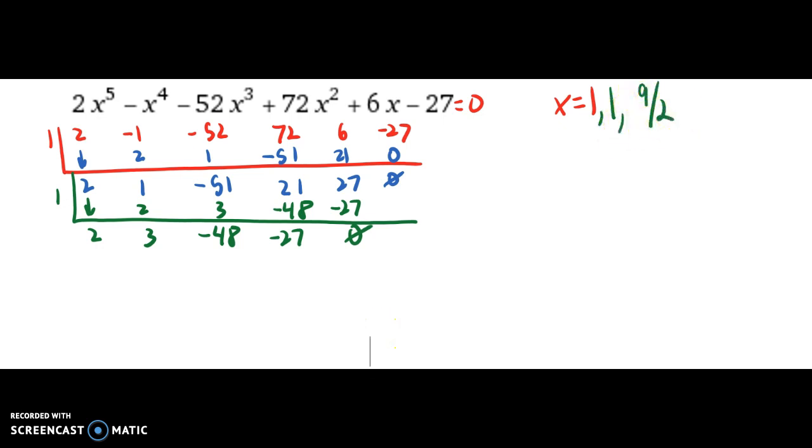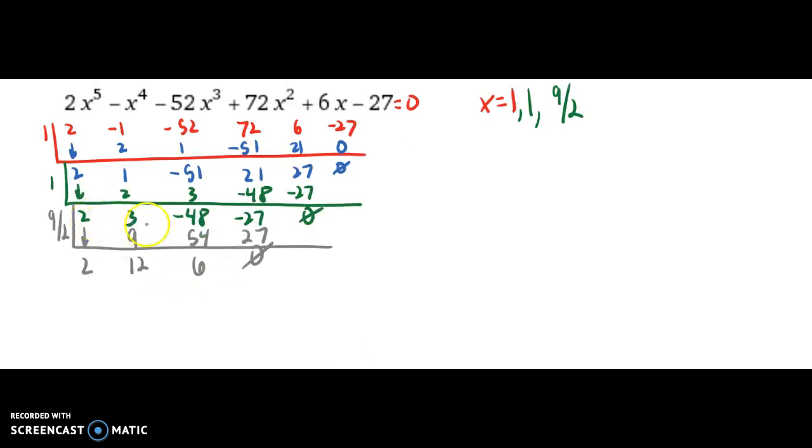And since it originally was x to the 5th, x to the 4th, that means that this is x to the 3rd. And if I do synthetic division with 9/2 on the outside, it'll reduce it to a quadratic, which I can then solve. So off screen again, I'll do this synthetic division. The result of the synthetic division yields these numbers at the bottom. They're all divisible by 2, so I'm going to divide them by 2 to get 1x squared plus 6x plus 3 equals 0. That won't factor, so I'll go to the quadratic formula.